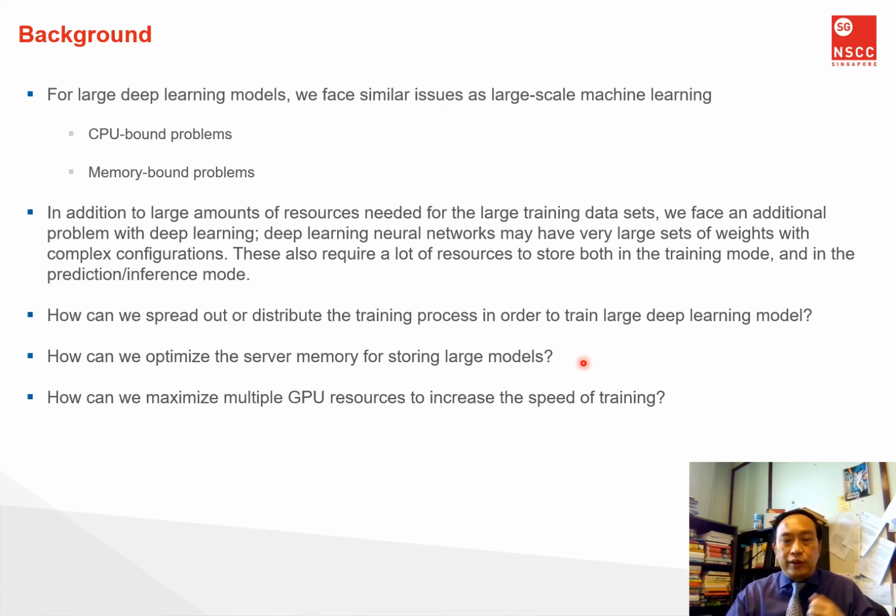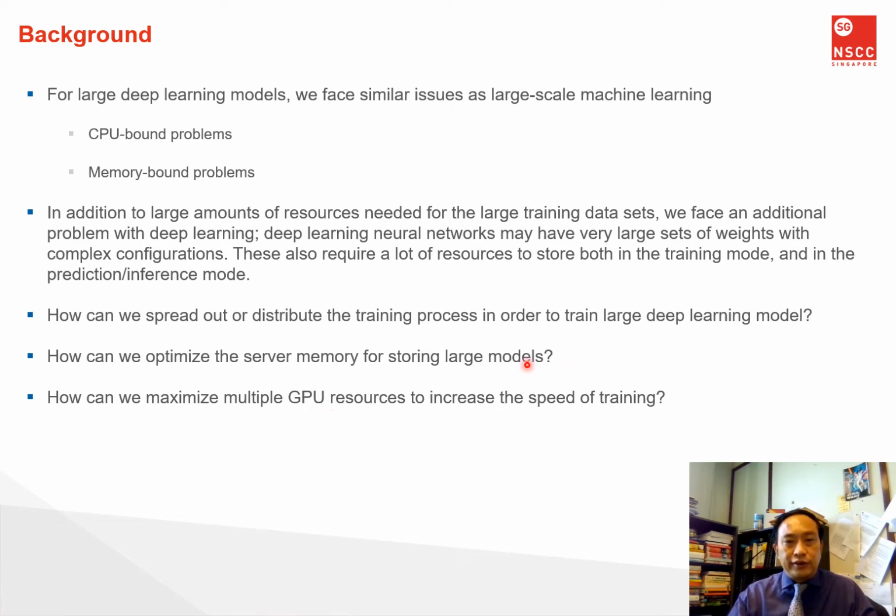Secondly, because the training data is large, the training time will also correspondingly be very large. Is there a way for us to spread out the computation as well? Instead of using one single very powerful GPU to do all the training, are we able to use multiple GPUs, and hence the name distributed or multi-GPU training, to speed up the training within a reasonable amount of time?